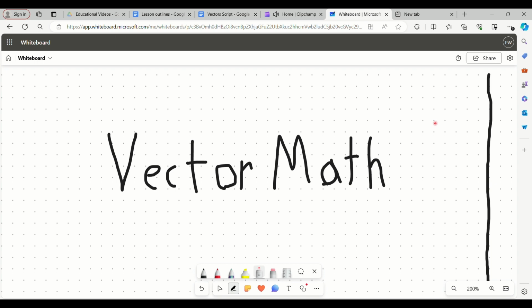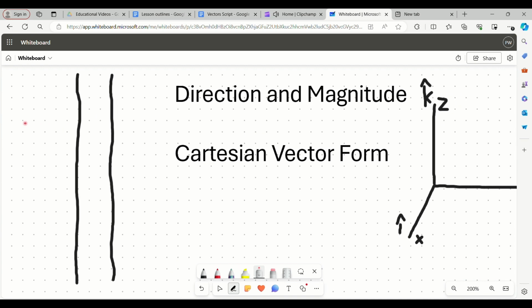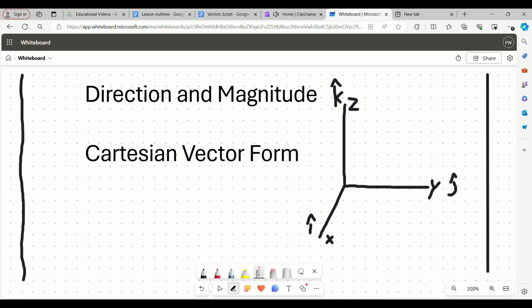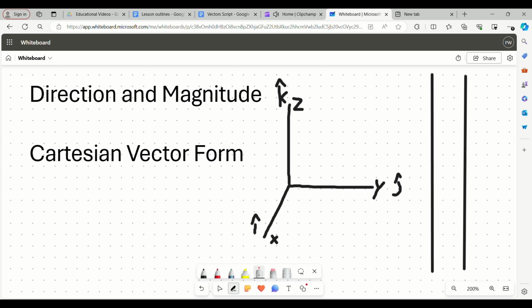The context for these lessons is engineering practices. Vectors have direction and magnitude, and have different ways of being represented. The most common is Cartesian vector form. In engineering analysis, we won't exceed 3 dimensions, which are commonly called x, y, and z. Each of these axes is orthogonal, or perpendicular, to each other.